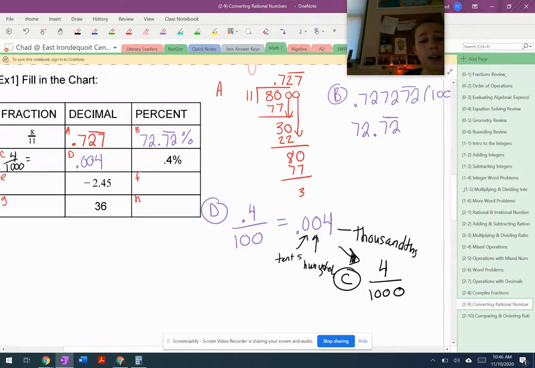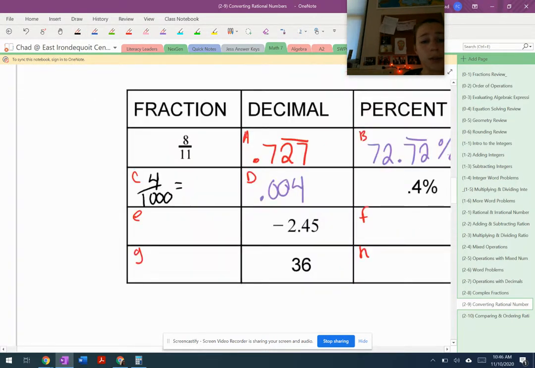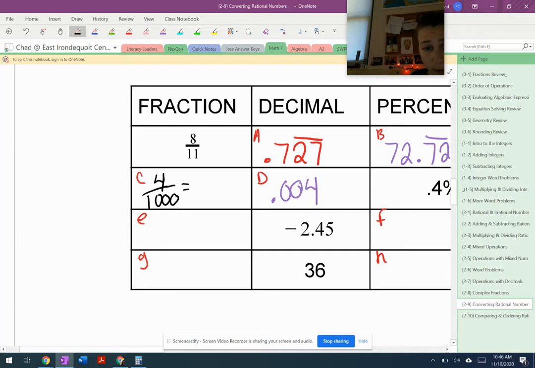4 over 1,000, which can actually be reduced. Both of those are divisible by 2, to 2 over 500, which could also be further reduced to 1 over 250.